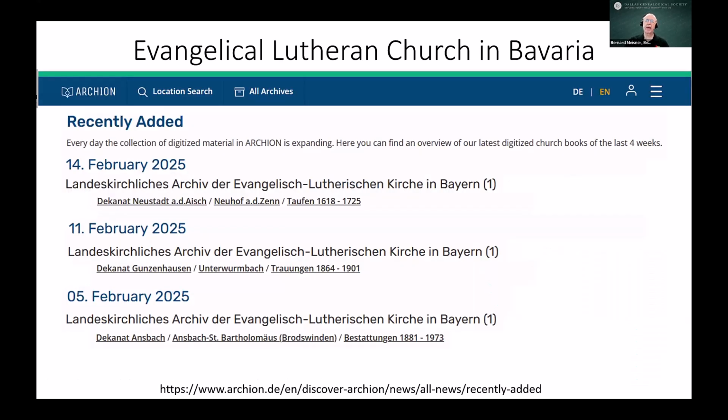Okay, to show they are adding records even as we speak, you can go on the Archion site and see what they've added lately. And just last month, you can see they were doing some from the Evangelical Lutheran Church in Bavaria, in Ansbach, Gunzenhausen, Neustadt an der Aisch. So they are still adding a few records. So if it's not there now, keep track and they may still be adding things.